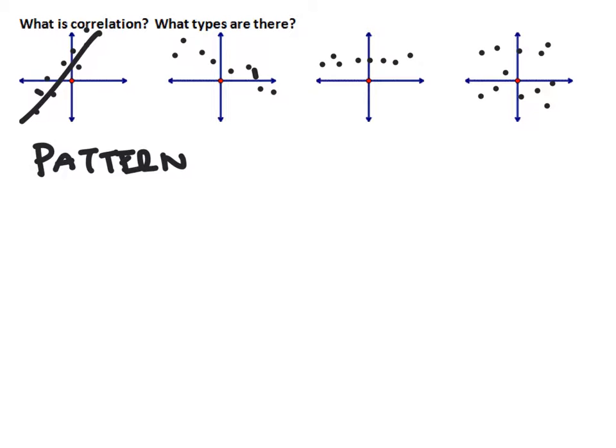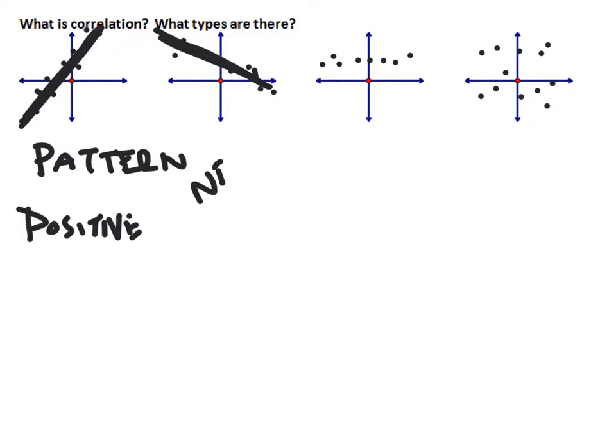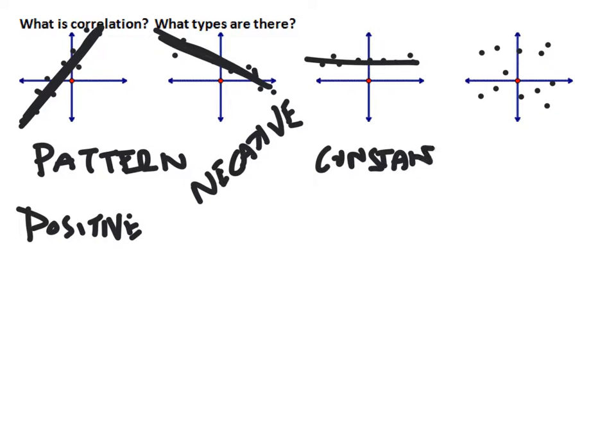This is known as a positive correlation because think of it just like the line itself. That's a positive slope. This falling to the right is of course a negative correlation. When it's a horizontal line, we call that constant. It is a constant correlation. And then when there is nothing obvious, we just say that that is no correlation.